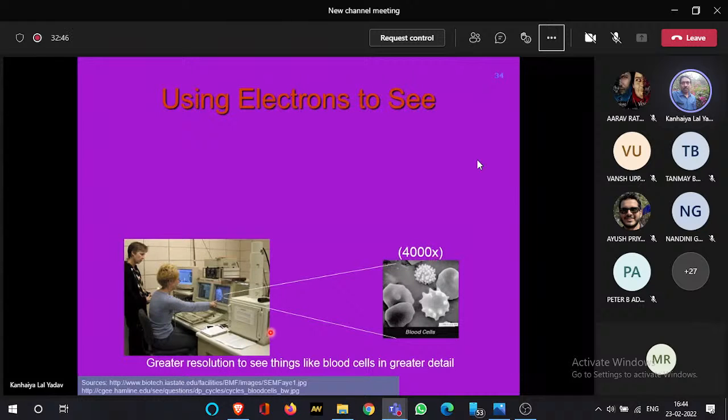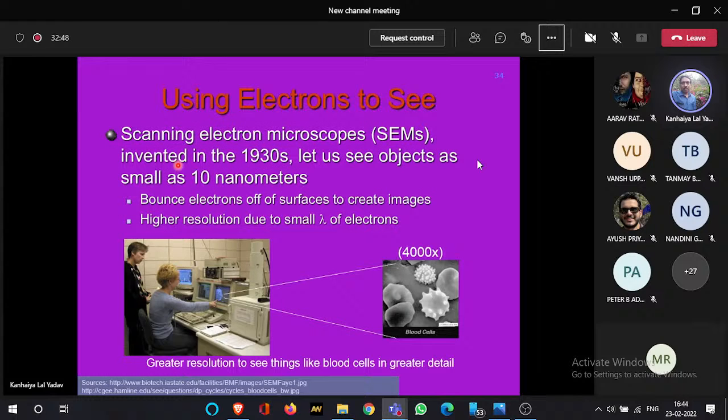Why is that? Because scanning electron microscopes can see small objects as small as 10 nanometers. What happens here is that it bounces electrons off the surfaces to create images, with higher resolution due to the small wavelength of the electrons. Here, electrons are being used. You know the de Broglie wavelength, or the dual nature of matter.